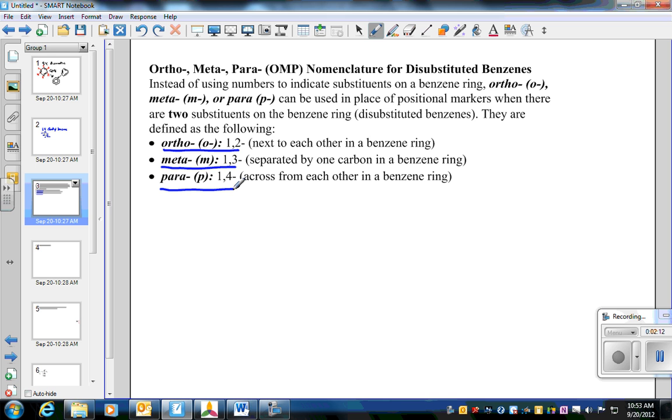If you have a case where you have 2 substituents distributed around benzene, we can use ortho, meta, or para, which is a 1,2, a 1,3, or a 1,4 distribution around a benzene ring. So for example, if we had ortho-dimethylbenzene, right, they would be side by side.